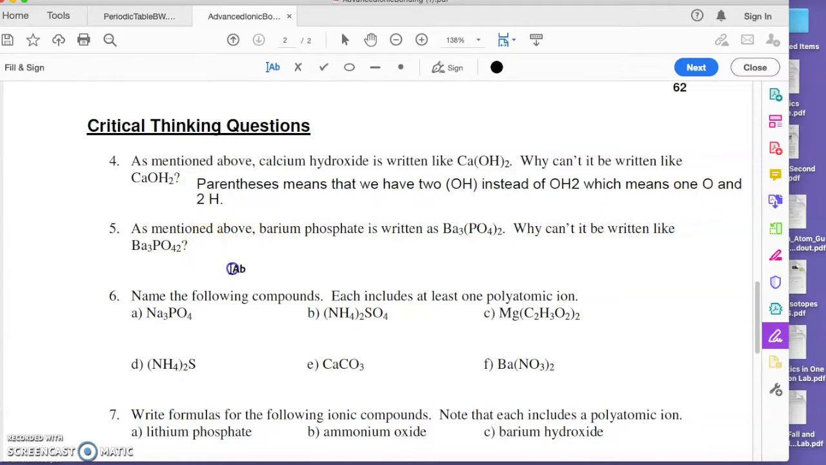Okay, so barium phosphate is Ba3(PO4)2. Why can't it be written like this? Well, because with the 2 in parentheses, we have 2 PO4s. But when we write PO42, that means we have 1 P and 42 O's. So it's different, right?